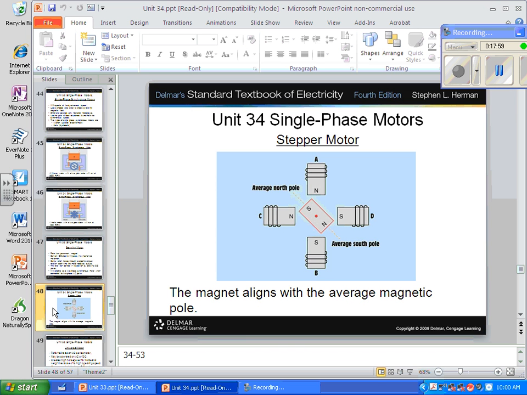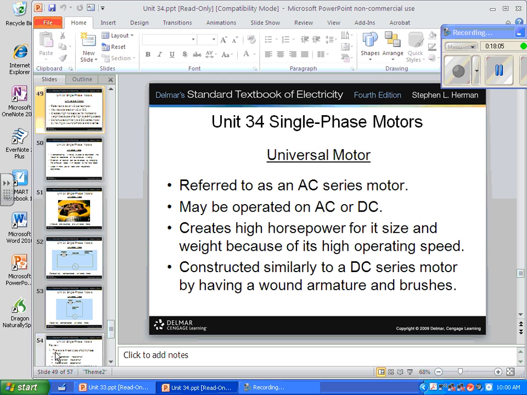Single-phase motors, a stepping motor is one of them. Magnetic lines with the average magnetic pole. The universal motor is referred to as an AC series motor. May be operated on AC or DC. Creates high horsepower for its size and weight because of its high operating speed. Constructed similarly to a DC series motor by having wound armature and brushes.